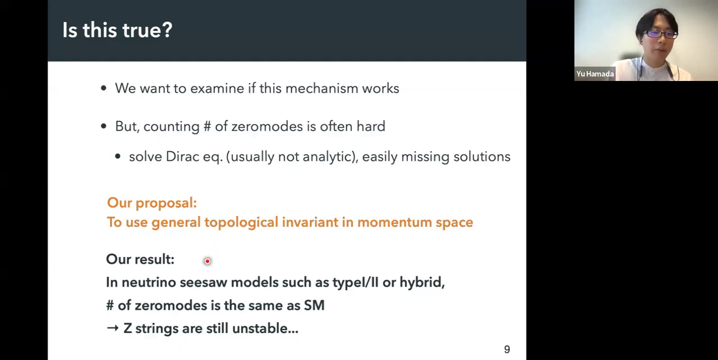Then our result is the following. So in the neutrino seesaw models, such as type 1, type 2 seesaw, or hybrids of both models, even in such models, the number of the zero modes is the same as the standard model. So in that sense, this mechanism doesn't work. So even when we consider such a model, these strings are still unstable, like the standard model. So this is our conclusion.